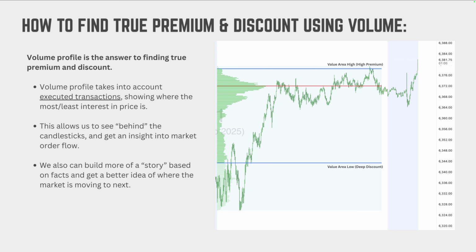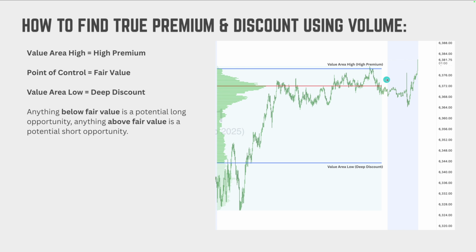Using a volume tool or volume profile, we can see behind the candlesticks, getting an insight into the market order flow. Not only can we now see where premium and discount truly is, but we can also build more of a story based on facts and transactions and get a better idea of where the market is moving to next, which we'll get into in just a second. So with a volume profile, we'll have a look on TradingView in just a second and run through it.